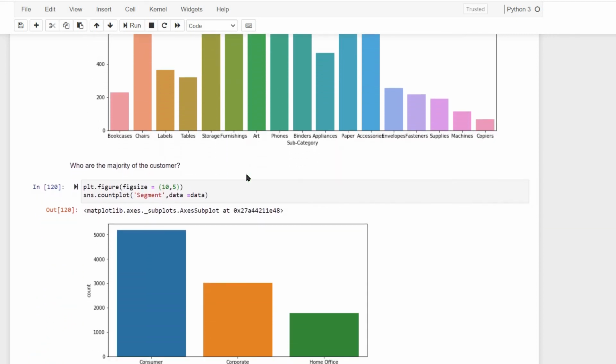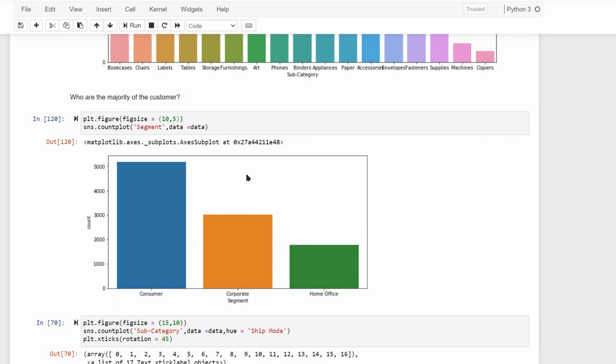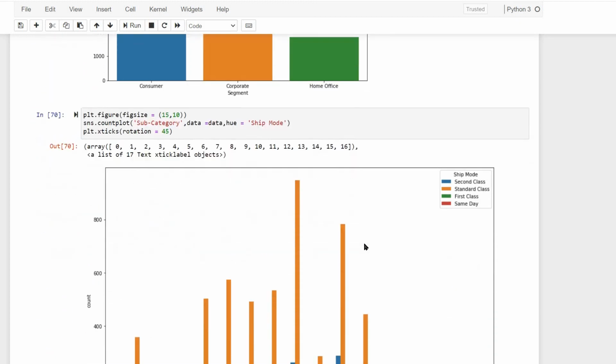Now we're going to check our customers, who are in the majority. Consumers are the highest, the people who buy most of the products, and the home offices are the least. Here you can see who the majority of your customers are, and where we have to focus more. So the normal consumers are the ones buying most of the products from Superstore. Home office is not so much involved, but still somewhere near about 2,000. So yes, let's move further.